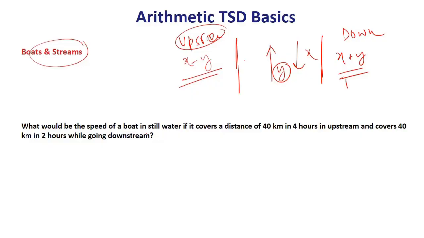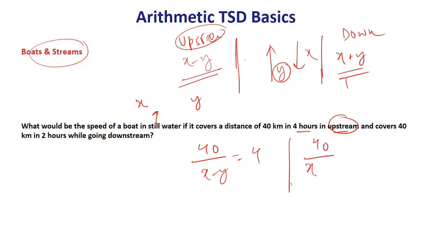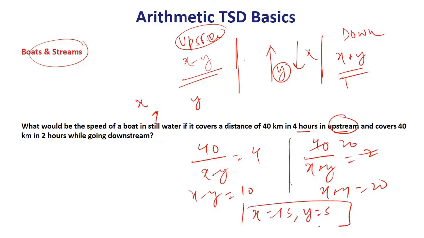So let's see what would be the speed of a boat in still water if it covers a distance of 40 kilometers in 4 hours upstream. So let's say the speed of the boat in still water is x and the speed of the current, let's say, is y, right? In that case, 40 upon upstream, so x minus y, is equal to 4 hours. Covers 40 kilometers downstream in 2 hours. So 40 upon x plus y is equal to 2. So this becomes 20. x plus y is equal to 20 in this case. x minus y is equal to 10 in this case. So clearly x is equal to 15, y is equal to 5. So what's the speed of the boat in still water? That is 15 kilometers per hour. I hope this is clear to you.